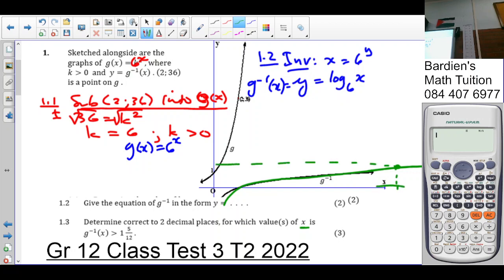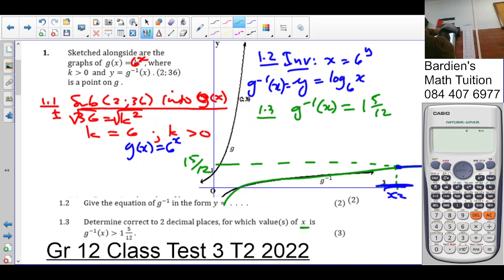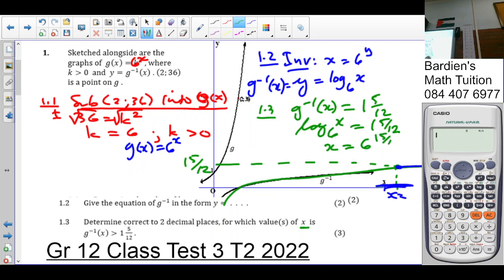Remember that being 1 and 5 over 12, the inverse function is greater than 0, so we are interested in that part of the graph. However, we first need to know what the x value is at that point. So in 1.3 we let the inverse function of g of x equal 1 and 5 over 12. Why do I do that? In order to calculate the x value at which that occurs. So log x base 6 is equal to 1 and 5 over 12. I make x the subject of the formula, so 6 to the exponent 1 and 5 over 12.